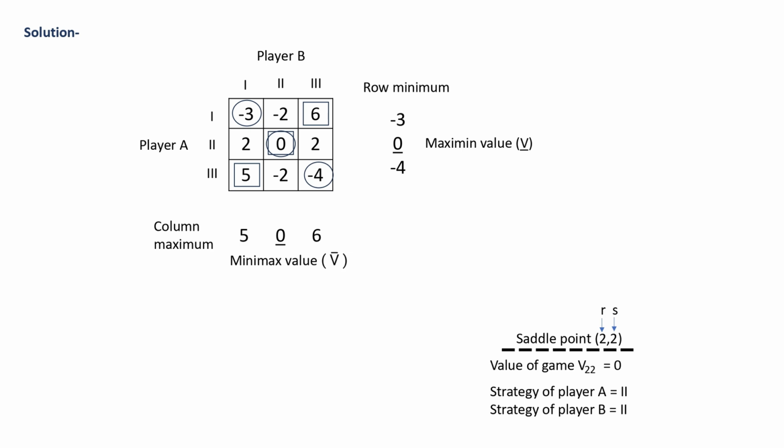And the value of game will be VRS, that is V22, and the value is 0. Therefore, strategy of player A is second, and strategy of player B is also second. Thank you. Example 2 will be explained by Danish.